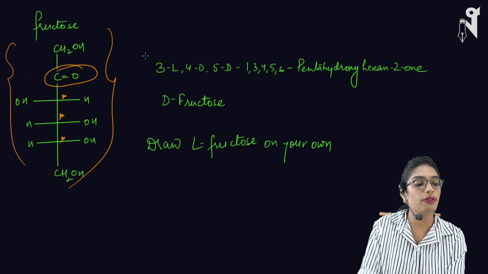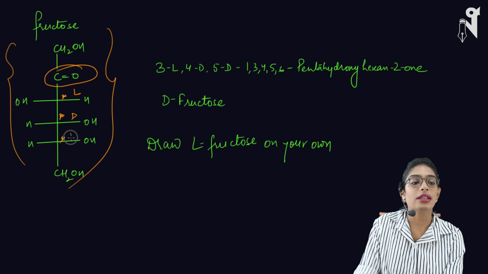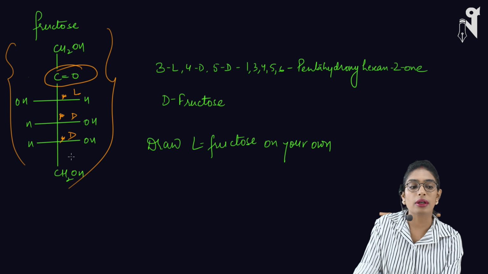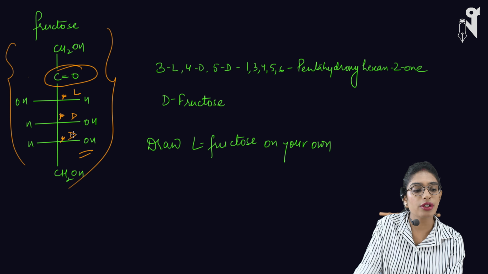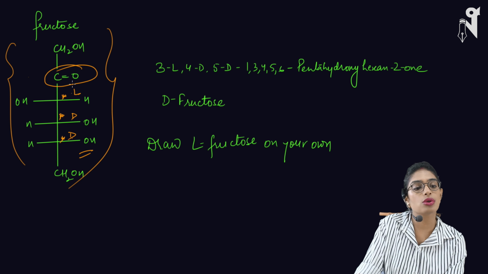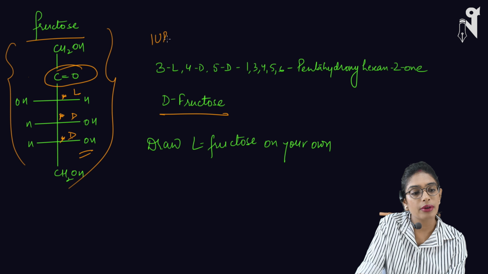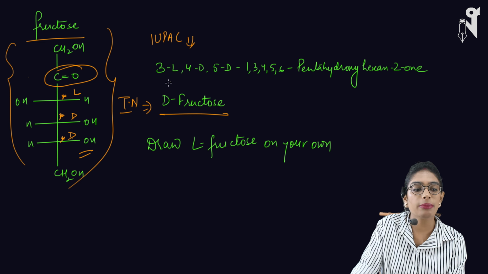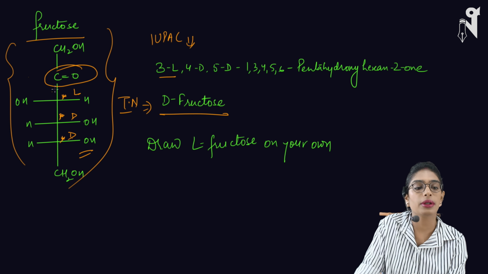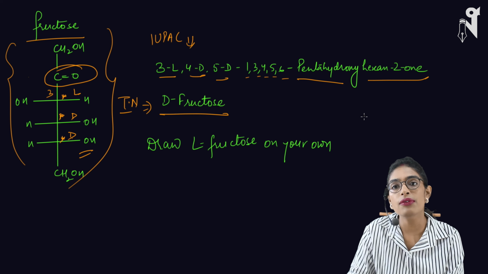So if I write the configuration here, this is L, then this is D, and then this is D. The farthest chiral carbon is this one, right? What is the configuration for this? D. So the name of this fructose will be D-fructose. And if I have to write the IUPAC name of this whole molecule, because D-fructose is a trivial name, then it will be 3L because this is the third carbon, 4D, 5D, 1,3,4,5,6-pentahydroxyhexan-2-one. This is the name of fructose.